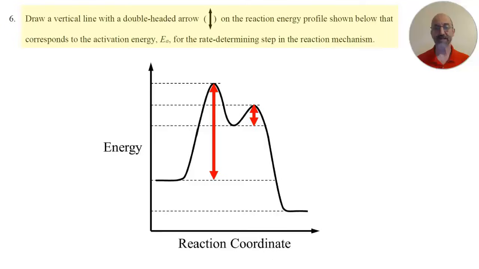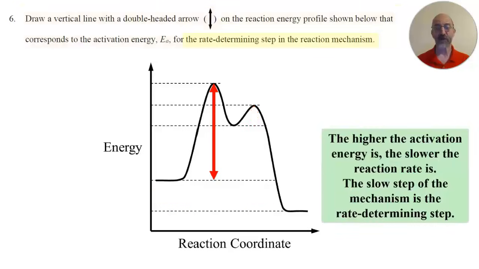So what's the rate-determining step? Well, the rate-determining step is the slow step. And it looks like it's going to be large activation energy followed by small activation energy, or big hill followed by small hill. That would be a slow step and then a fast step. But the slow step is the rate-determining step. So the higher the activation energy is, the slower the reaction rate is. So the correct answer to question 6 is just this double-headed arrow indicating that step 1, with a larger magnitude of its activation energy, would be the slow rate-determining step in this mechanism. All right, well, that is the answer to question 6.